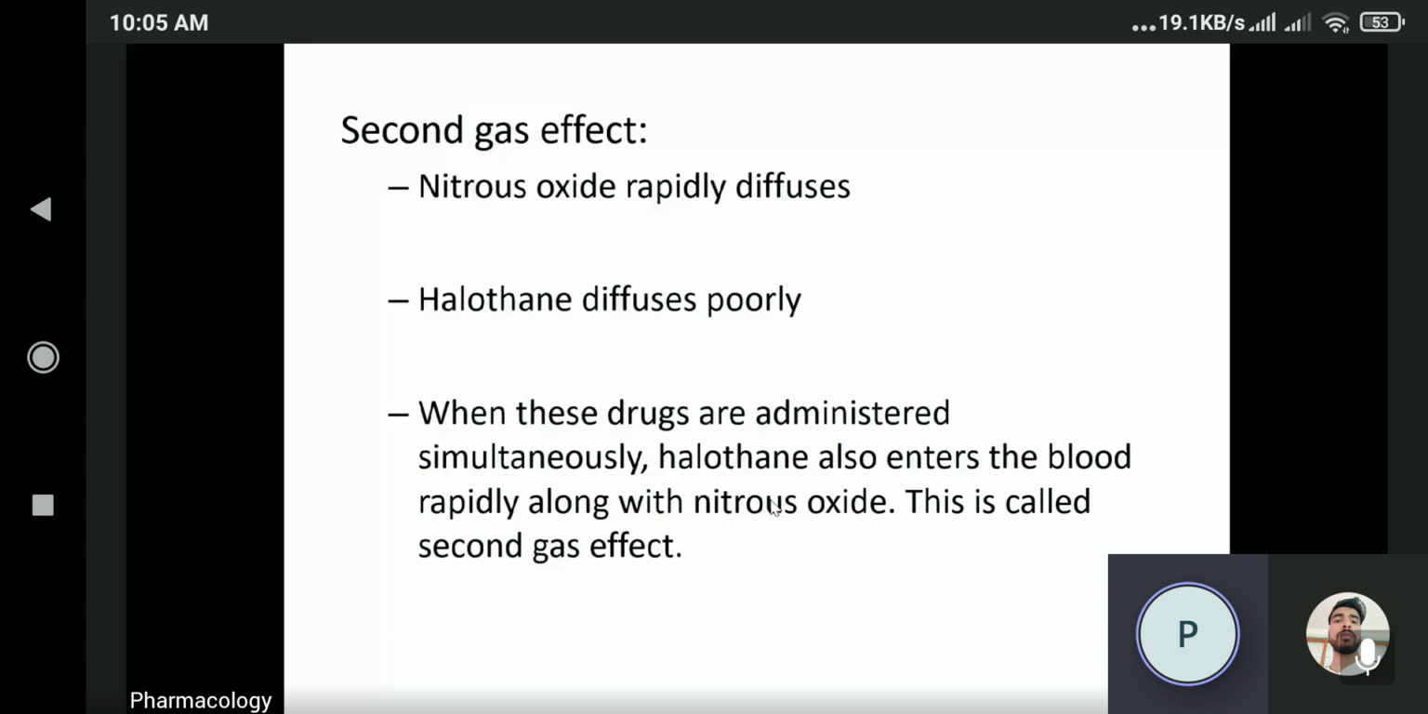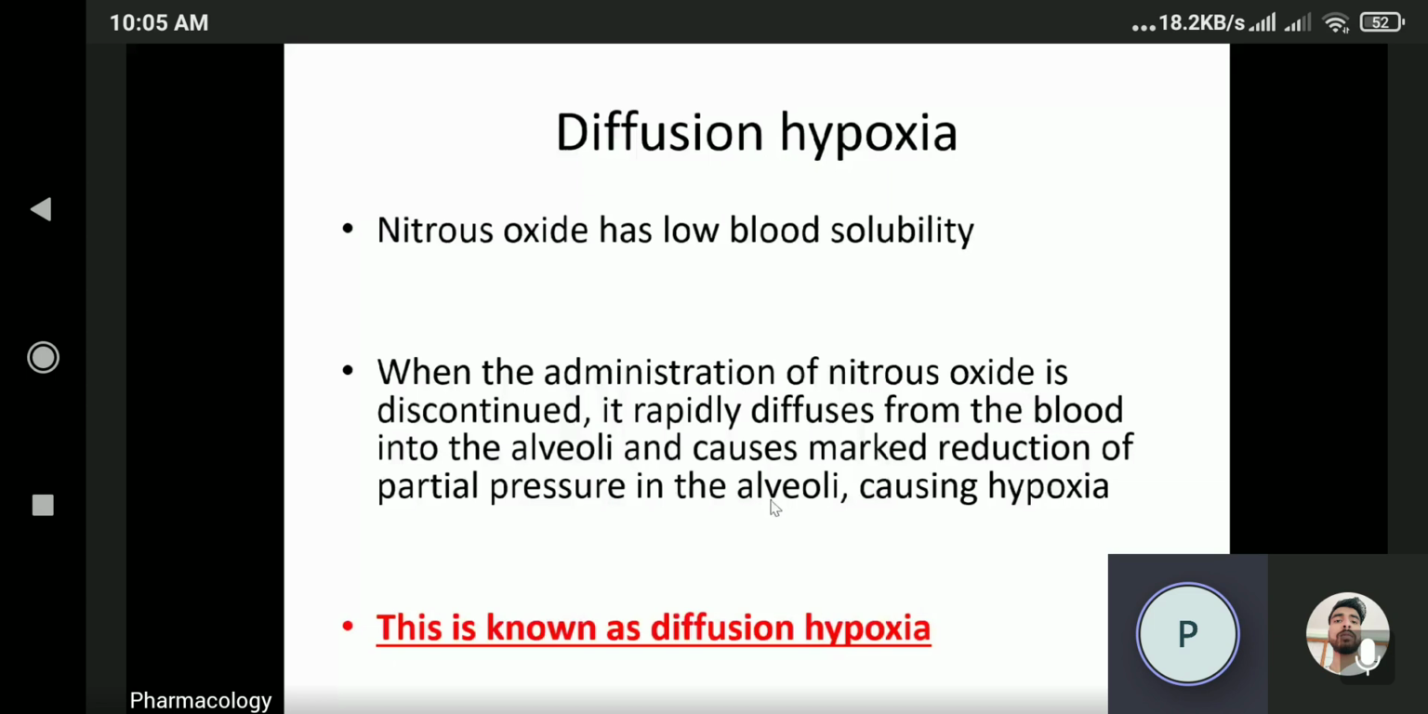Okay, so next is diffusion hypoxia. Nitrous oxide has low blood solubility. So when the administration of nitrous oxide is discontinued, it rapidly diffuses from the blood into the alveoli. You have to remember that pathway: when the administration is discontinued, the gases come from the brain to the blood compartment and then to the alveoli, that is the lungs, and through the expired mixture of gases they will be expired out.